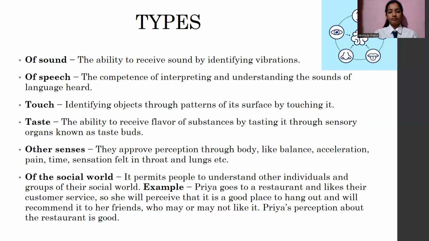Of the social world: it permits people to understand other individuals and groups of their social worlds. Example: Priya goes to the restaurant and likes their customer service. So she will perceive that it is a good place to hang out and will recommend it to her friends, who may or may not like it. Priya's perception about the restaurant is good.